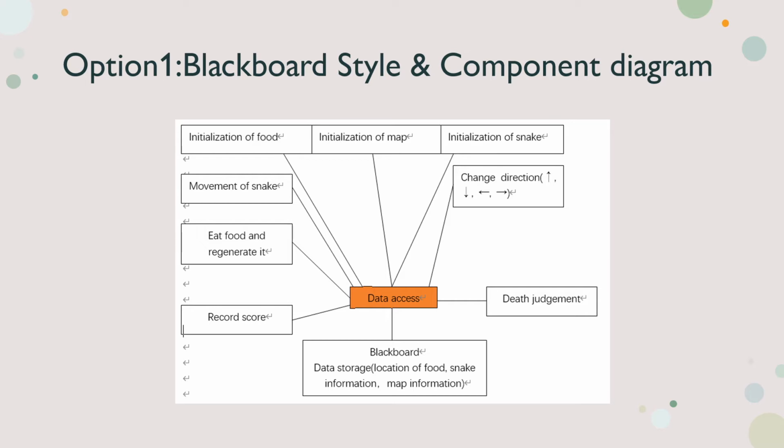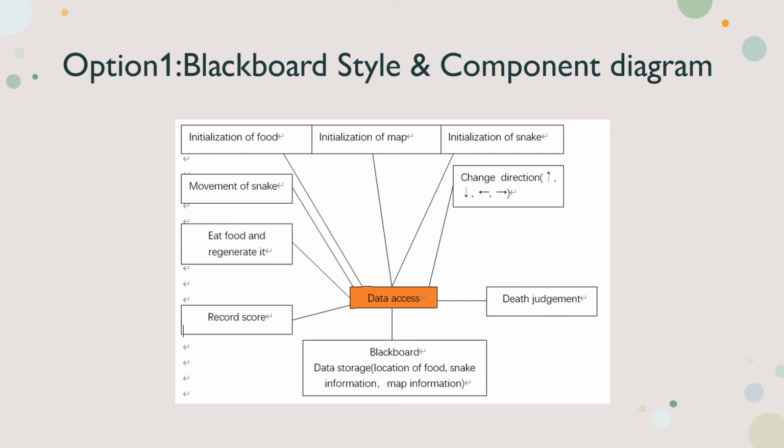In this diagram, the initialization of food provides the coordinate of the food to the blackboard. The initialization of snake provides all the information about the snake, which includes length of the snake body, coordinates of the snake head, and the direction of the snake movement to the blackboard. The initialization of map provides the length and the height of map to the blackboard and generates a snake and a food on the map.